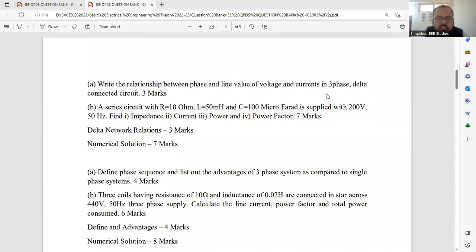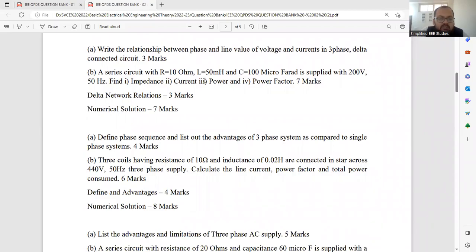Similarly, the relationship between star and delta connection is important. Another question is related to the RLC circuit. Draw the RLC circuit first, then calculate the impedance, square root of R square plus (XL minus XC) the whole square. Then you can calculate the value of current, I is equal to V by Z. Power factor is equal to R by Z. Like that you can calculate. Power is equal to VI cos phi.